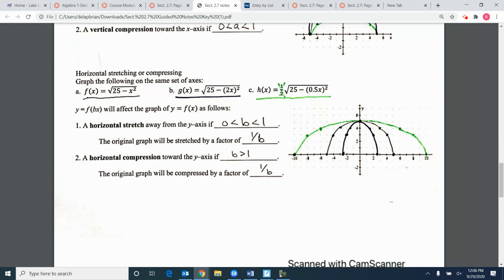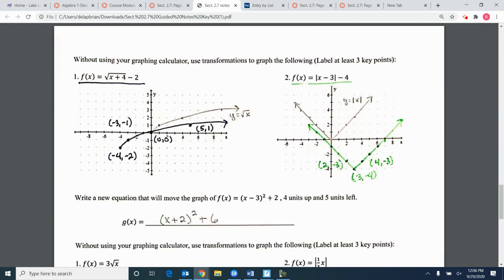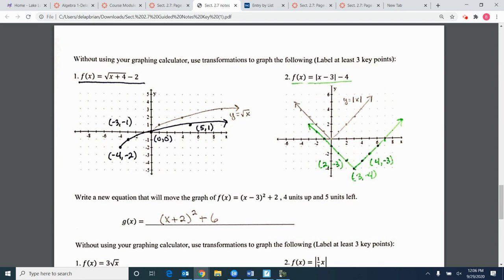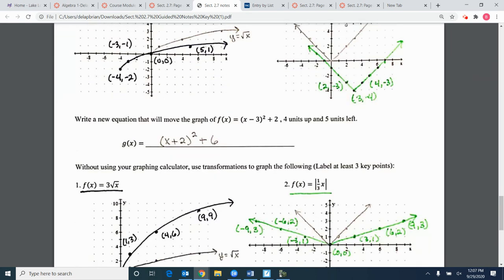Now for the back, where you need to try to do these. When it says label, I'm looking for ordered pairs. I put the parent function on there. You didn't have to, but that just helps me organize it. That one moved left 4, down 2. So I'm going to take each of these points and move them left 4, down 2 so that I can get the new function. Right 3, down 4, take the absolute value, move each point right 3, down 4. New equation should be (x + 2) squared + 6.